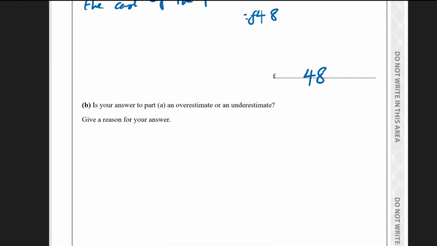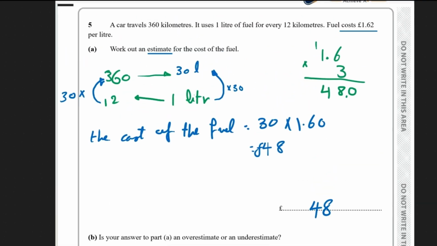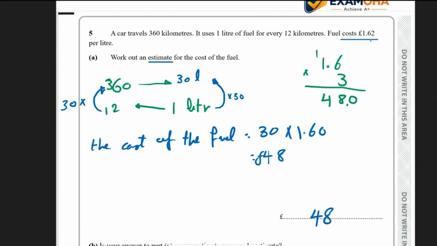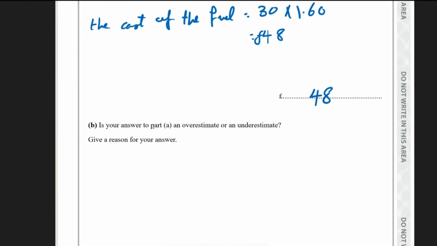And then the question: is your answer to part A an overestimate or an underestimate? Give a reason for your answer. What we have done here, the price was 1.62. Look at what you estimated here. Have you estimated 1.6 or 1.7? We estimated 1.6. That means you assumed the price is a little bit less than the correct price. So you have underestimated the total price. So is your answer to part A an overestimate or an underestimate? It's an underestimate.